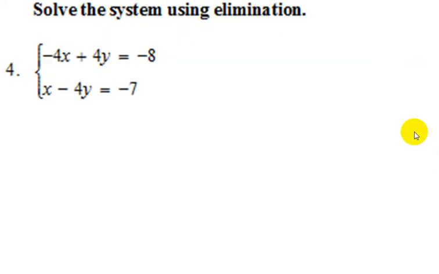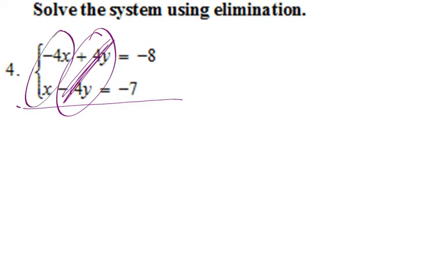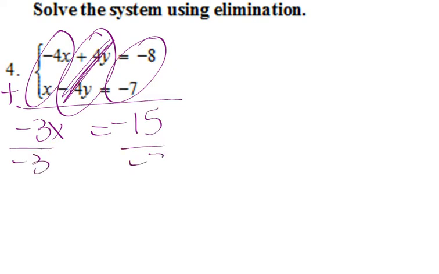The next problem, number 4, says solve the system using elimination. So that means we're going to add or subtract these two equations to eliminate a variable. When I look at all these, I cannot add or subtract and get rid of my x's. I can add and get rid of my y's. So let's do that. Adding these, this is going to go away. And I get negative 4x plus x, which is negative 3x, equals negative 8 plus negative 7, which is negative 15. Divide both sides by negative 3, and I get that x equals 5.